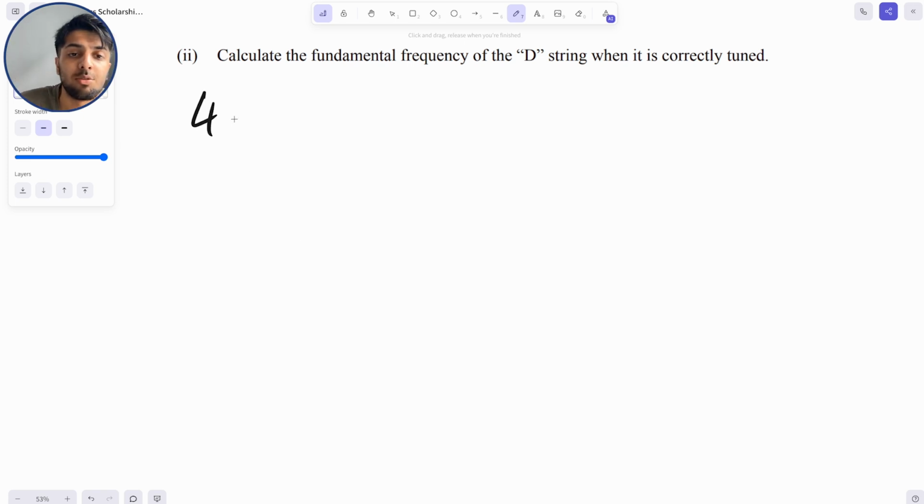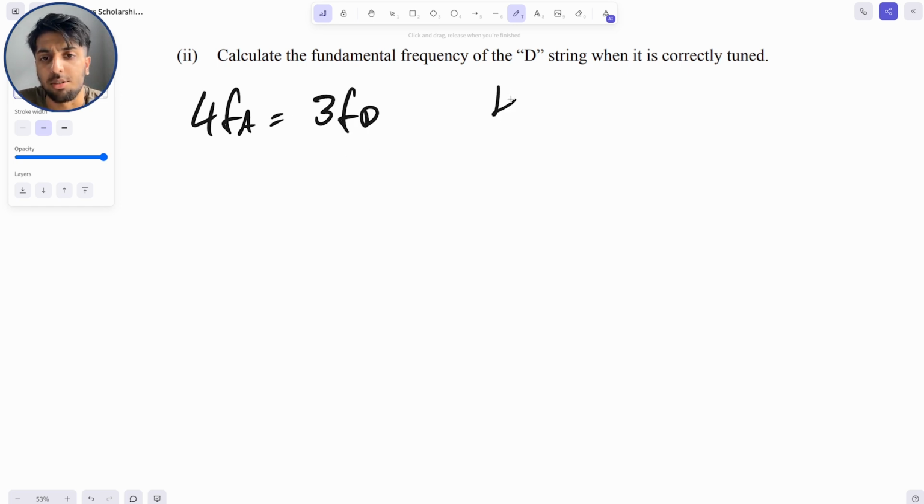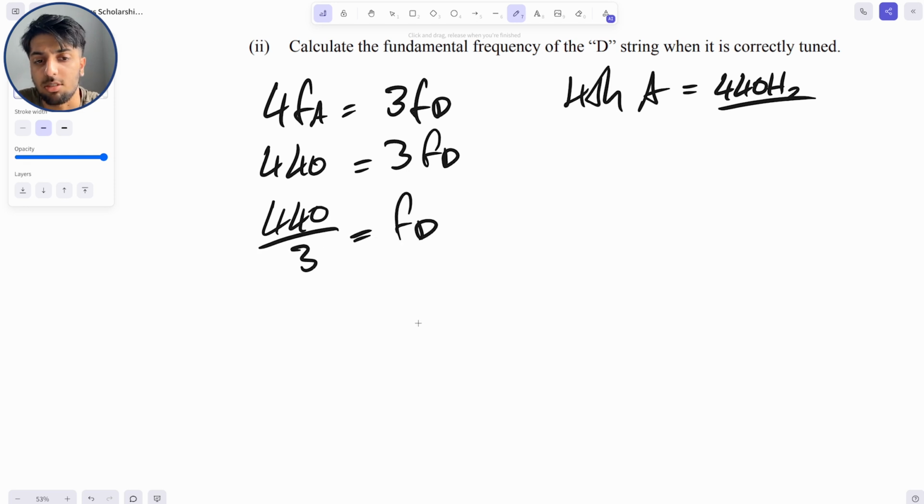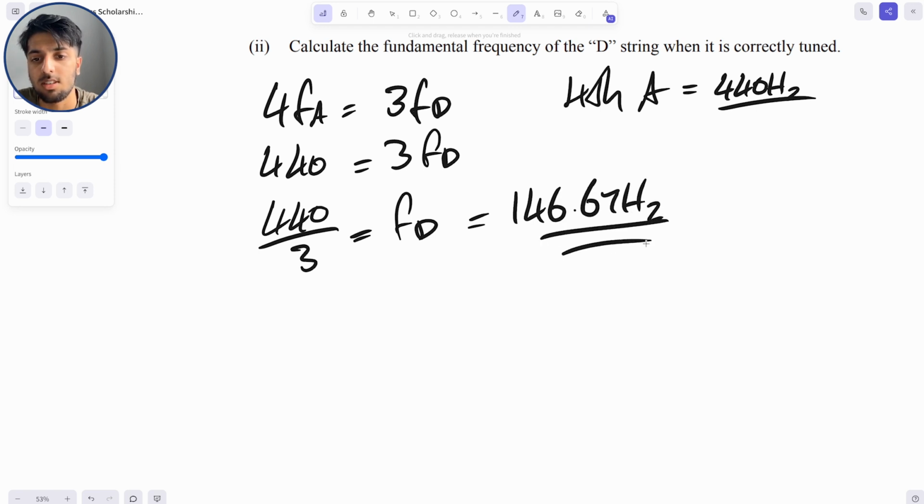So we know that the 4th harmonic of the A string is equal to the 3rd harmonic of the D string. The 4th harmonic of A is equal to 440 hertz. And so we can substitute that in. So 440 is equal to the 3rd harmonic of the D string. And to find the fundamental frequency of the D string, we can divide it by 3. So 440 divided by 3 is equal to the fundamental frequency of the D string, and that is equal to 146.67 hertz. There we go.